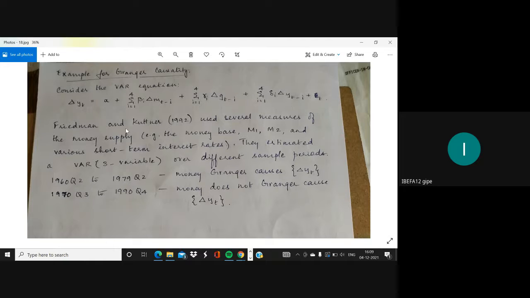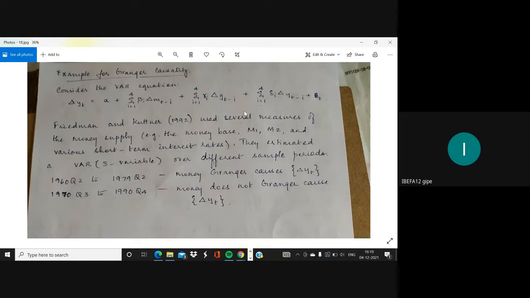Now, Friedman and another person, I think Kuttner, used several measures of money supply here. That is the monetary base, then M1, M2, and various short-term interest rates, as a proxy for this money supply variable. And they estimated a 3-variable VAR over different sample periods.